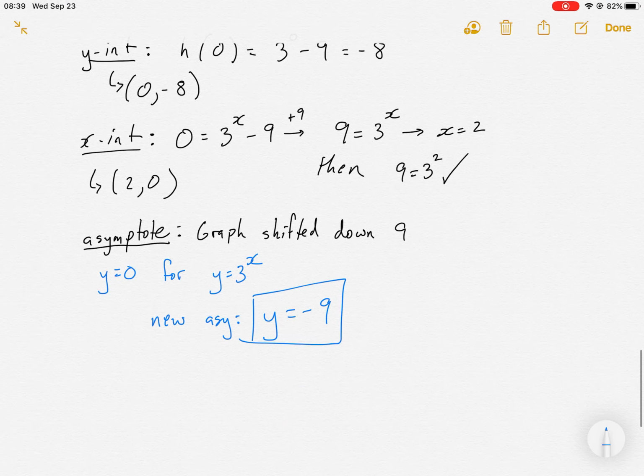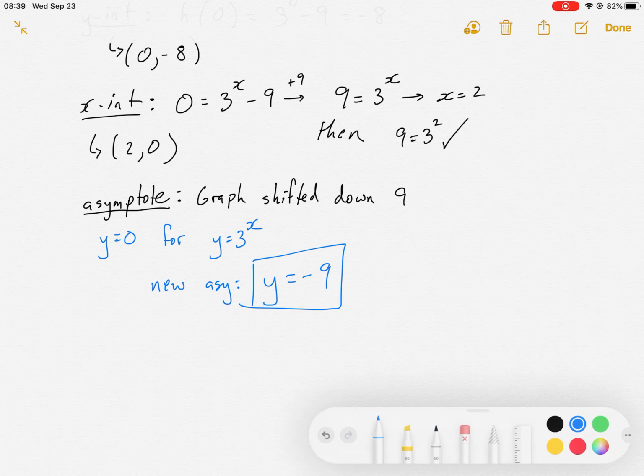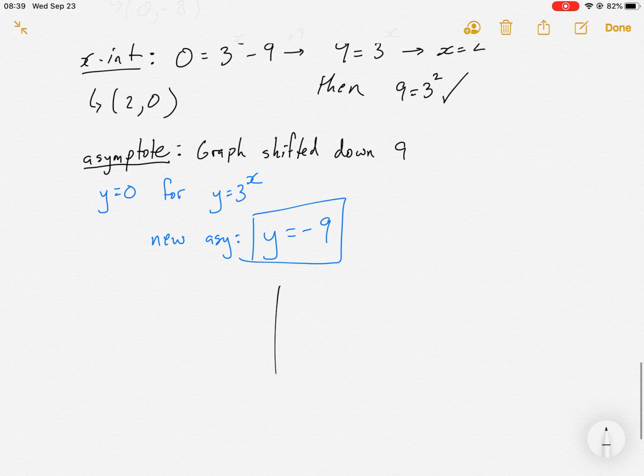And at this point, we could sketch a pretty reasonable graph for this function without really doing too much heavy-duty work. I know I'm going to have an asymptote at -9. I'm going to have a y-intercept at -8. My x-intercept is about there at 2. 7, 6, 5, 4. Oops, that was not drawn very well.